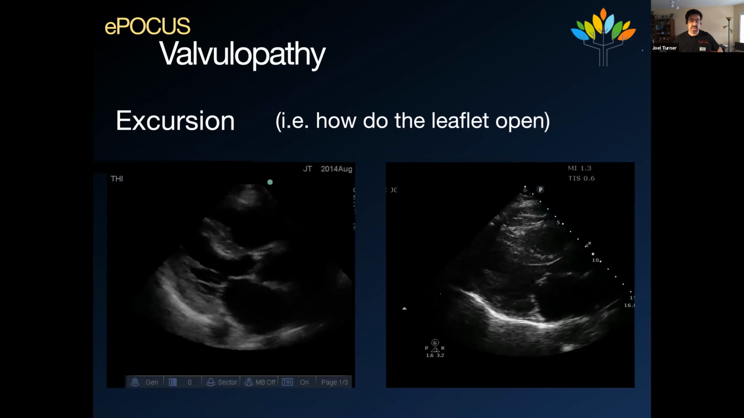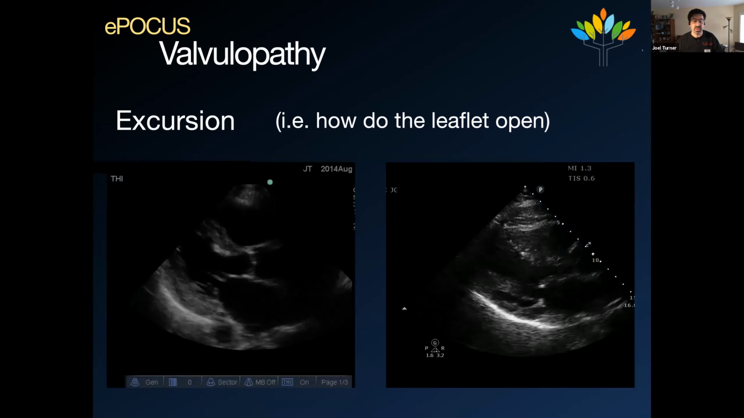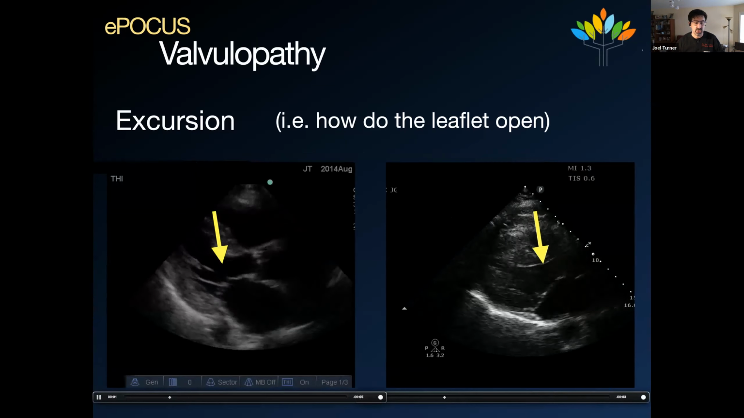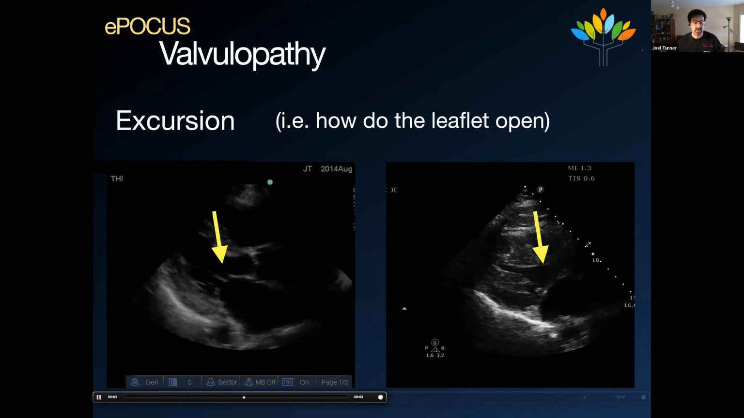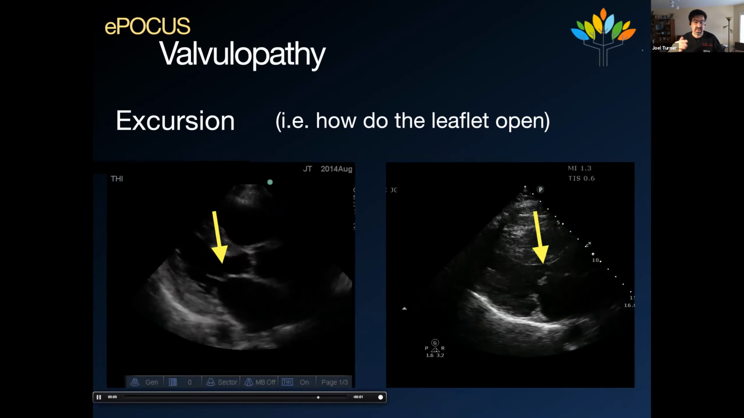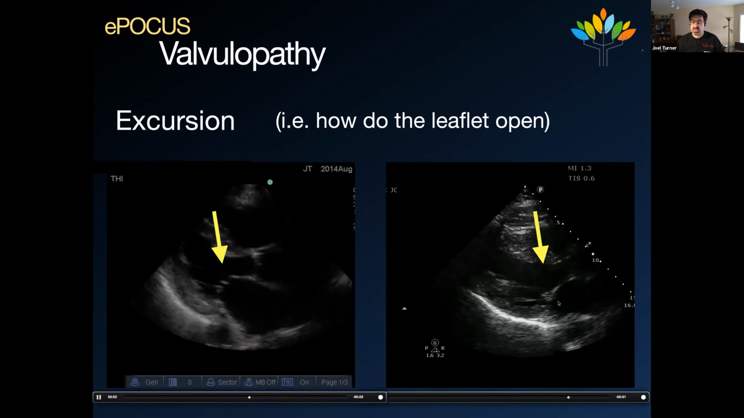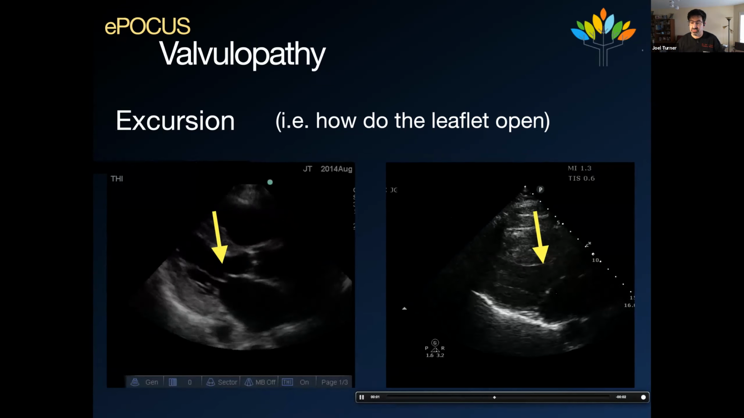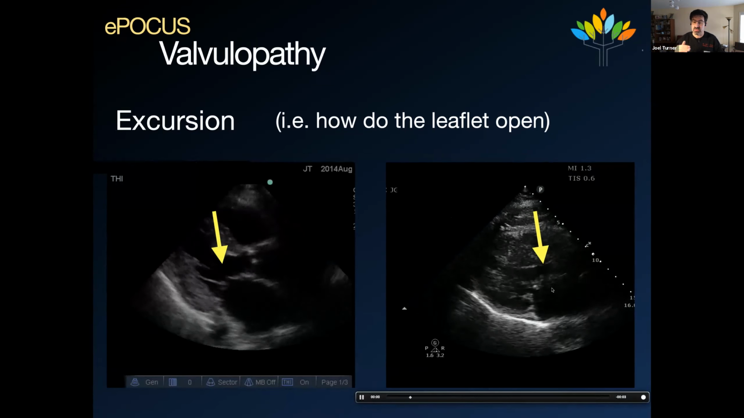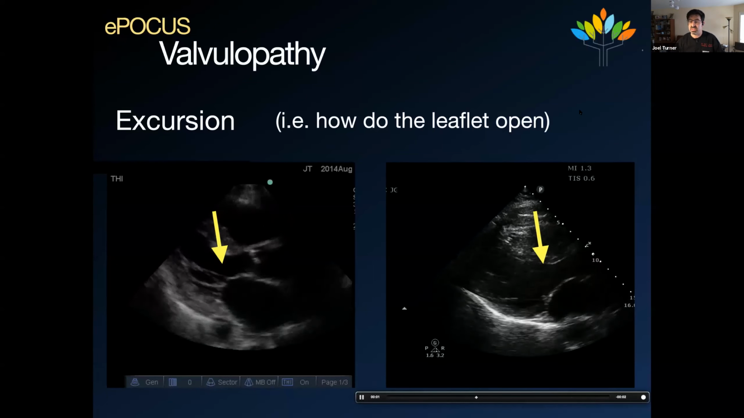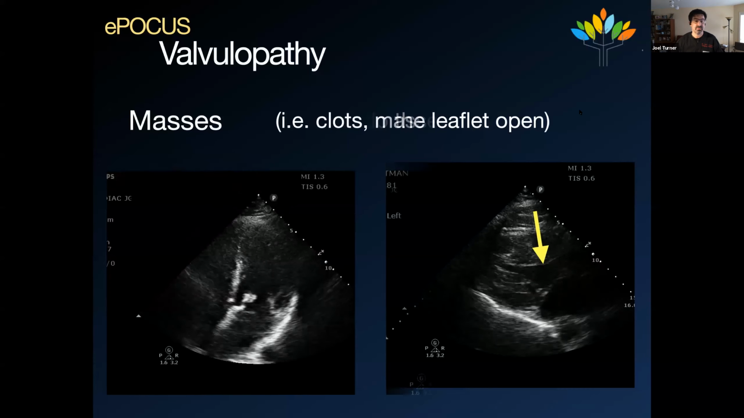The second thing you want to look at is how the valves are opening. They obviously should be opening very wide and very easily. You can clearly see here that the anterior leaflet of the mitral valve is opening and fluttering a little bit, but not opening very much. And here is a case of a rheumatic mitral valve, where it opens with a hockey stick appearance. Again, that gives you an indication that there might be something going on with the valve function.